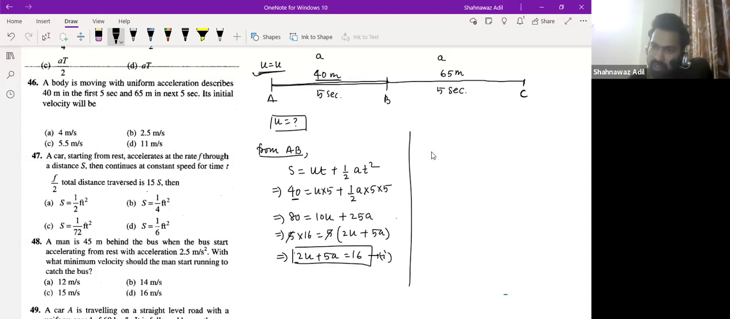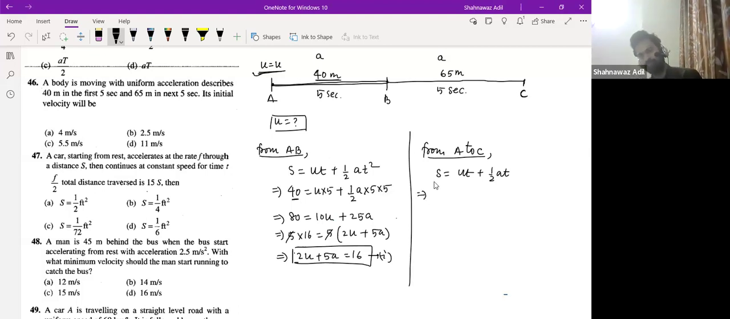we will use the journey from A to C. So from A to C, again, we will use this idea. S is ut plus half at square, and this u is same, because we are covering this journey from here to here. So what is S? Can you guys tell me? What is the distance from A to C? 40 plus 65, so that is 105, right?